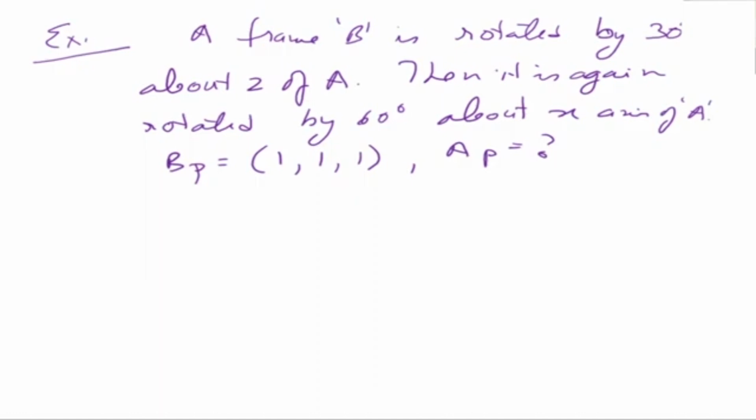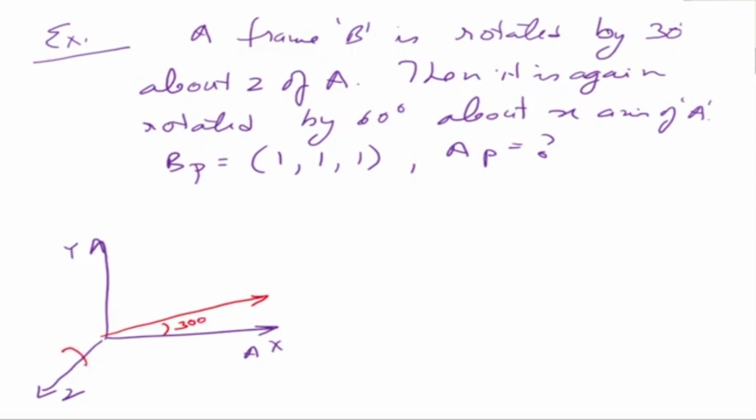Now there are 2 rotations. Please note that the first rotation, if I draw it here, is about the z-axis. So this is my z-axis of A, this is my A, x, y, and z. The first rotation has turned the frame about the z-axis by an angle of 30 degrees. So your y has gone here. This is my x, and this is my y. So this is my first rotation.